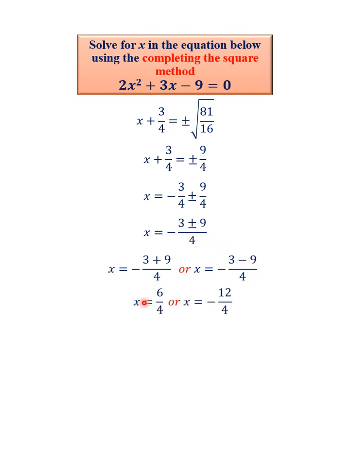So from here, our x will be equal to negative 3 plus 9 is positive 6 all over 4. Or x equal to negative 3, negative 9 gives us negative 12 all over 4. So that our answer becomes x equals to 3 all over 2 when you reduce this to the lowest term, or x will be equal to negative 3 because minus 12 all over 4 is negative 3, and these are the answers to the question. It is very simple but tactical, and this is called completing the square method.